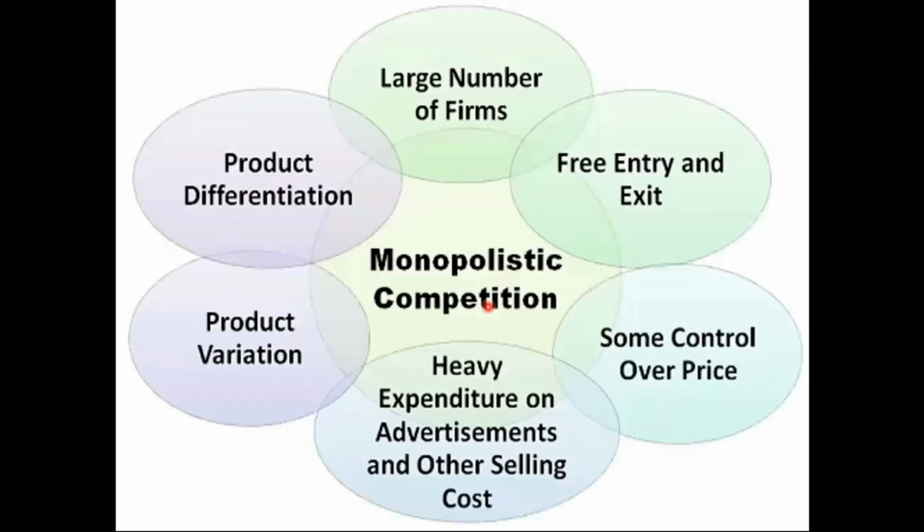Let's proceed further. There are some characteristics we could see in monopolistic competition, where there are a large number of buyers and sellers, and closely related commodities which have a differentiation. So we could see a large number of firms, free entry and exit, some control over price, heavy expenditure on advertisements, product variations, and product differentiation. These are some of the characteristics of a monopolistic competitive market. Let's try to understand them one by one.